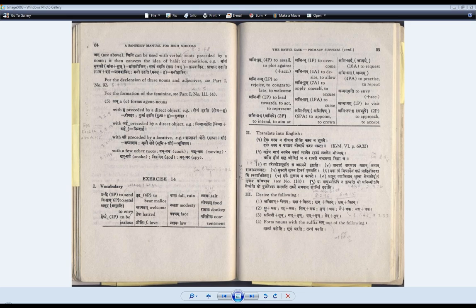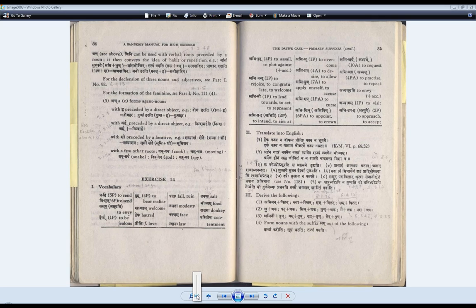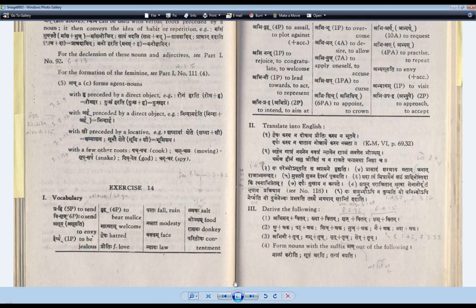Okay, I think last time we finished number 2, up to this one. So let's look at number 3 now. I think everybody can see the page. Let me magnify a little bit so you can all see better. We're doing: derive the following, abhiman plus ktin.